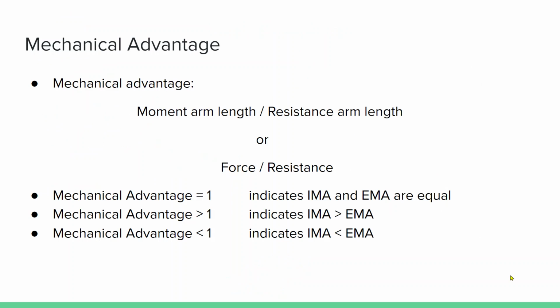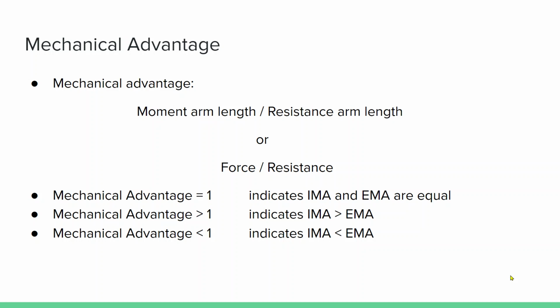Okay, back to mechanical advantage. Mechanical advantage is when the moment arm length is relative to the resistance arm length, or the force over the resistance. And in our case, a mechanical advantage equal to 1 indicates the IMA, or our internal moment arm, and the external moment arm are equal, right? So the external moment arm is the resistance arm length, and the internal moment arm is our muscle moment arm length.